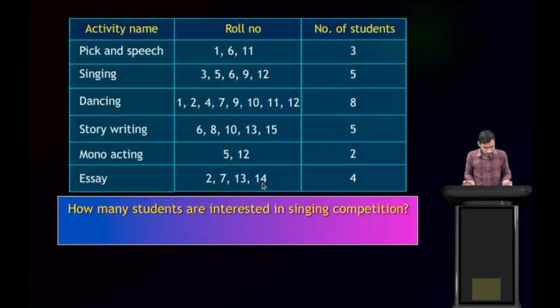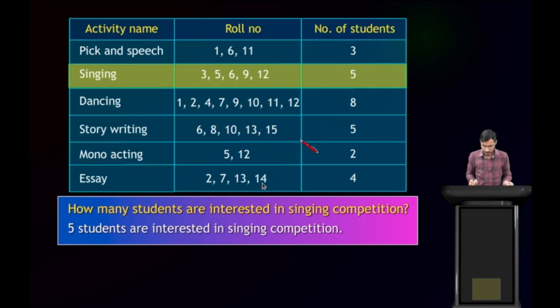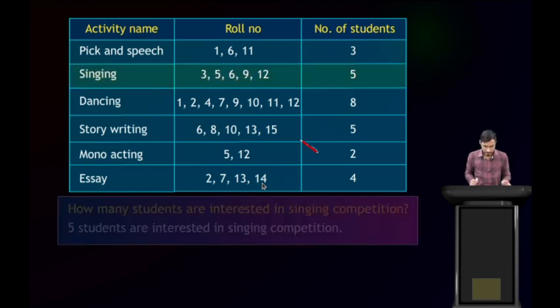Okay, so now can you tell me how many students are interested in singing competition? Now you can see the table here, and you can tell me the answer. How many students are interested in singing competition? So singing competition, there are 5 students. Okay, so 5 students are interested in singing competition.